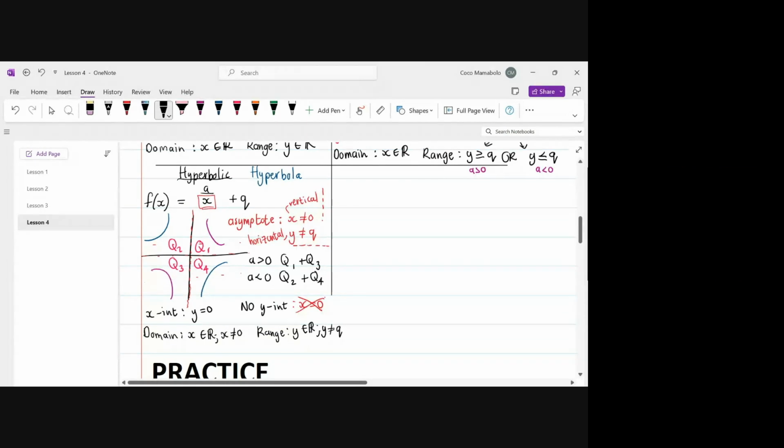Okay, let's talk about the last graph, which is your exponential graph. Your exponential function also gives us an exponential graph.